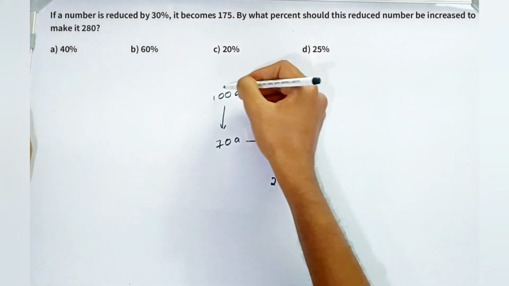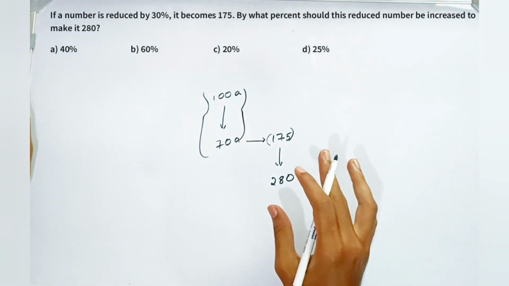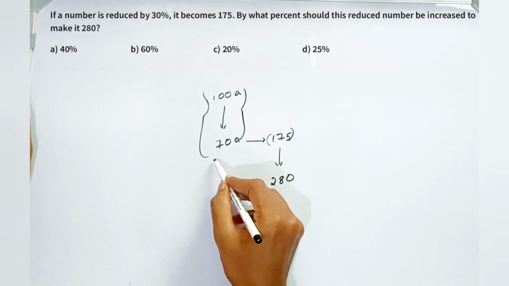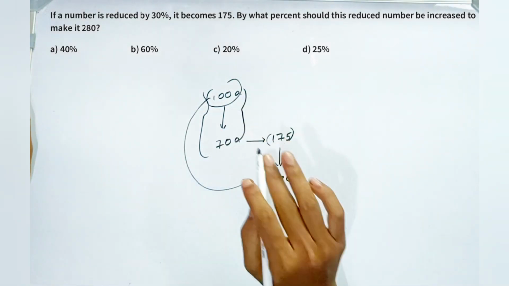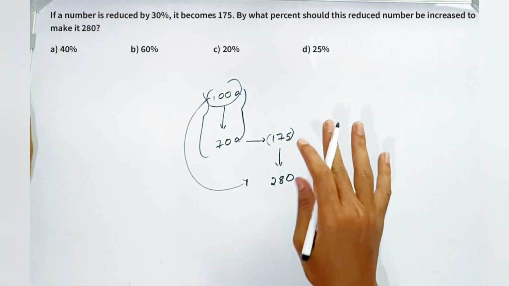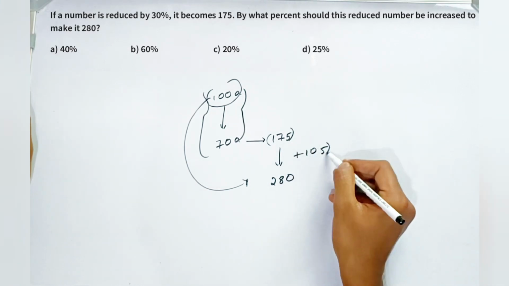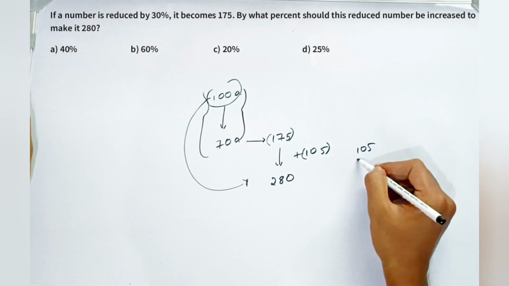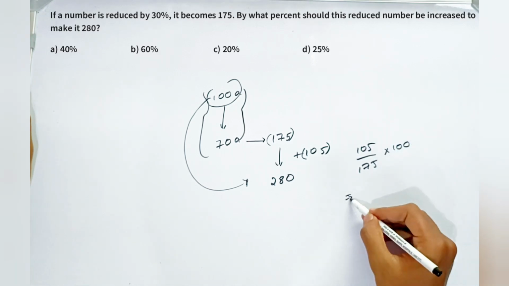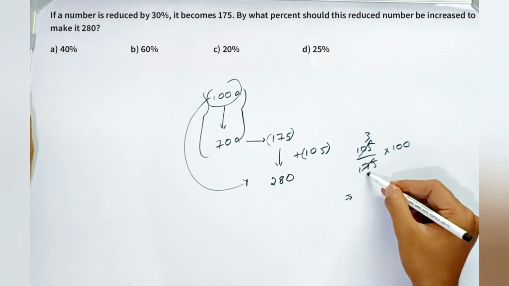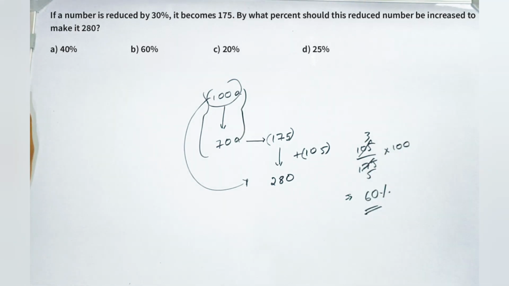We don't need all this information. If we had asked by what percent the original number should be increased to reach 280, then we would have to calculate the original number. It is not needed in this case. The actual increase is nothing but 105. 105 has been increased, so 105 upon 175 into 100 is the answer. So 35 threes is 105, and this is 35 fives, 175. So 3 by 5 is nothing but 60%. So 60% is the correct answer.